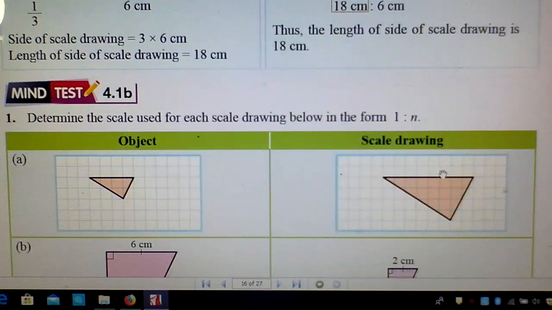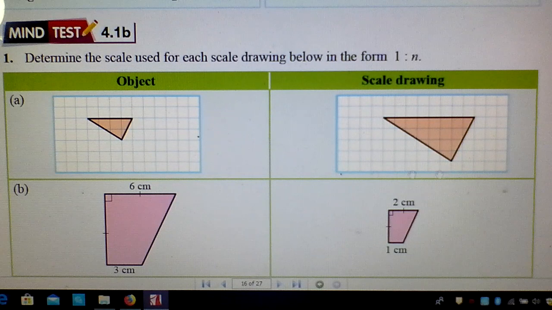Okay, you can try Mind Test 4.1b. Determine the scale used for each scale drawing below in the form 1 to n. Maybe you can try one here. This is the scale drawing. How many units? 1, 2, 4, 6, 8. Here, how many units is 4, meaning scale drawing 8 to 4. Then it becomes 1 to half.